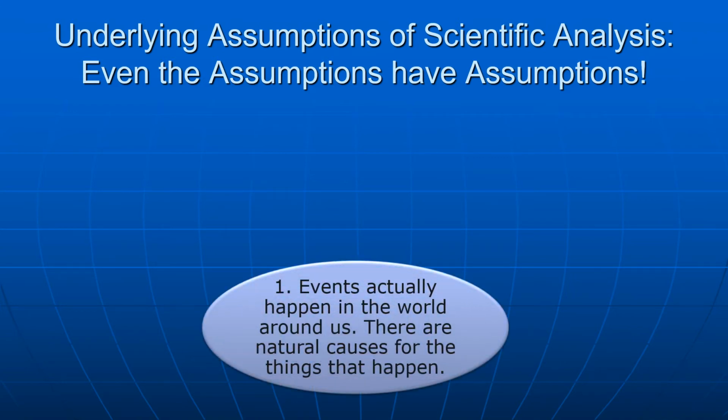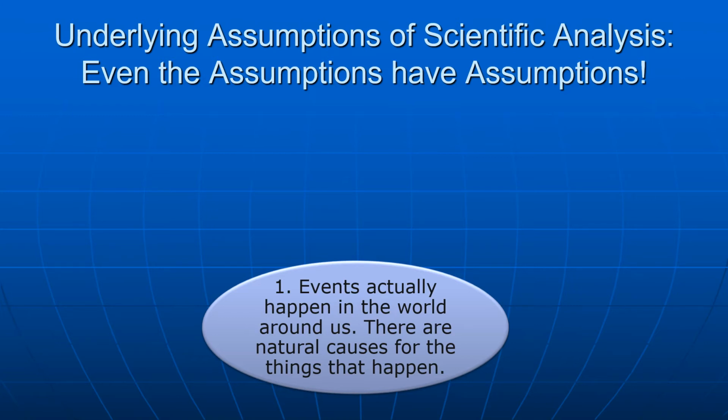So the first set of assumptions that we talked about: events happen in the real world. Events actually happen in the world, and there are natural causes for the things that happen. We talked about the political application of this, right? But what is underneath that assumption? Why do we think this is true? Why do we think that events actually happen? What do we have to believe in order to believe that events actually happen in the world around us and that causes actually cause other things to happen?